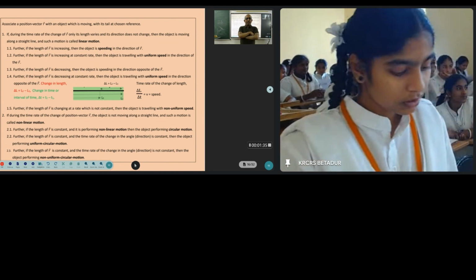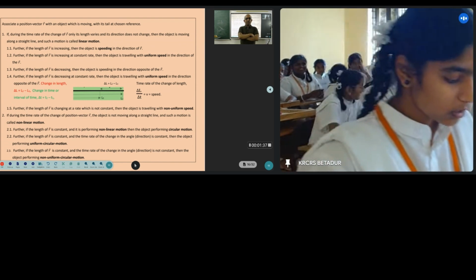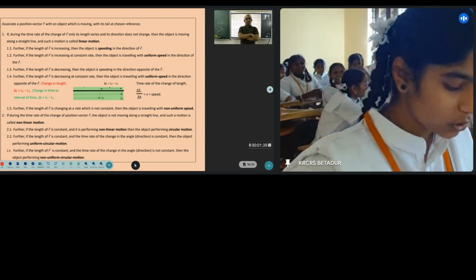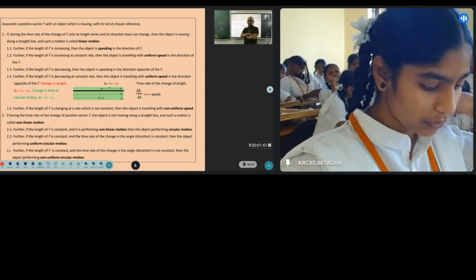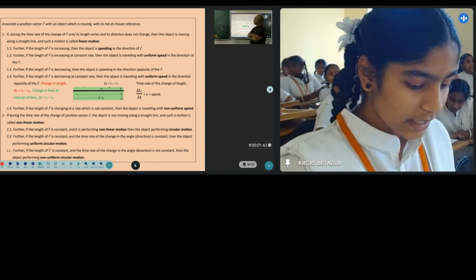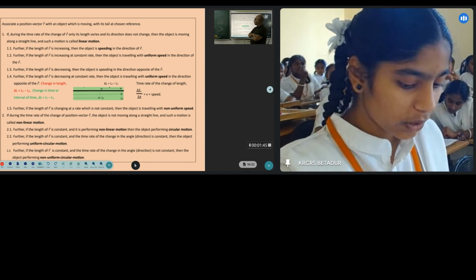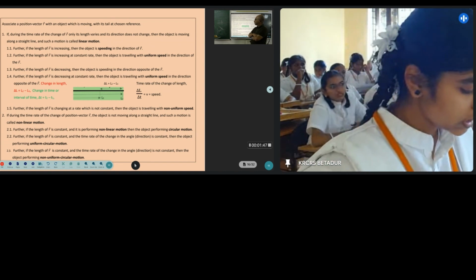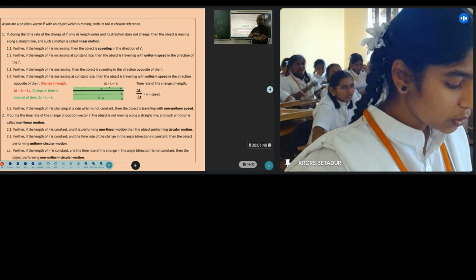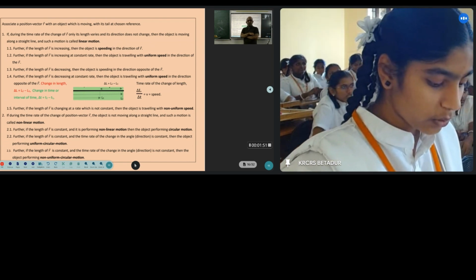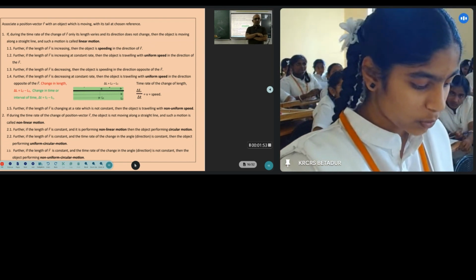Yes, explain. Assume a straight line through O in the direction of x. Call this line the x-axis. Imagine an object traveling along this line. Associate a position vector r bar to this object with its tail at O. The object is performing linear motion.